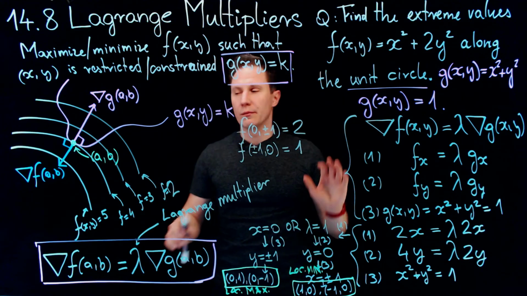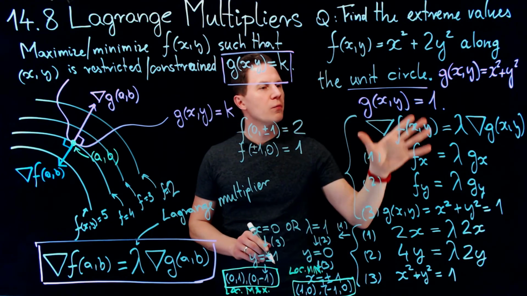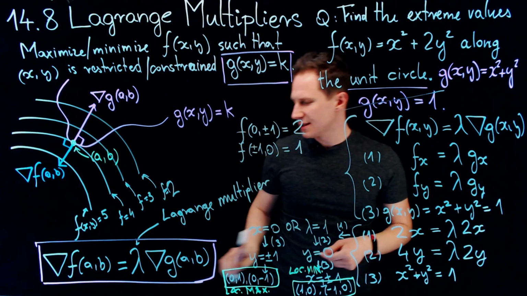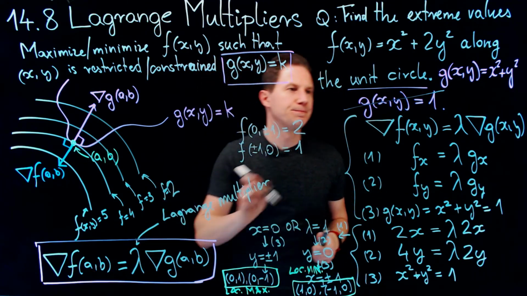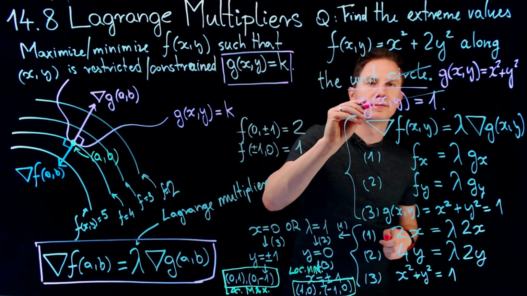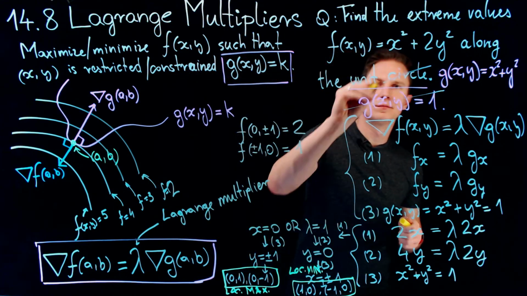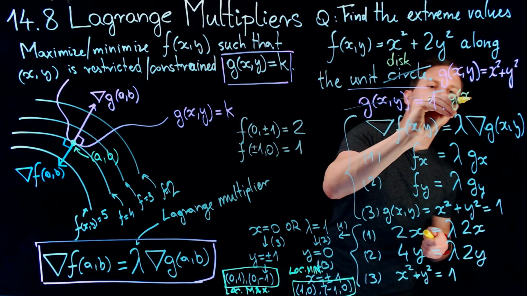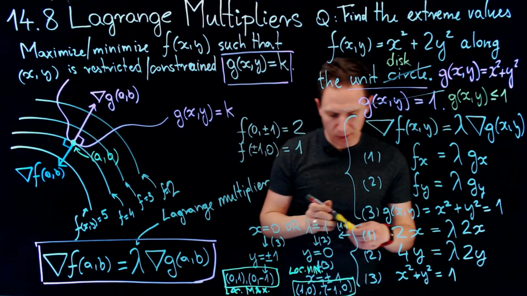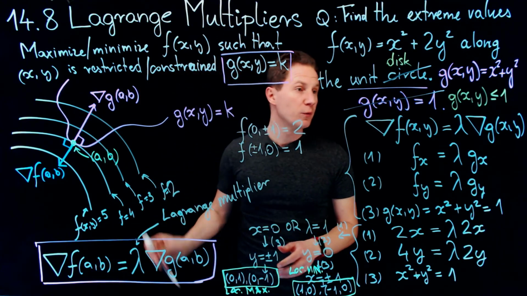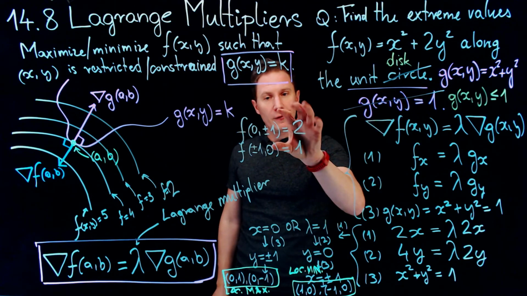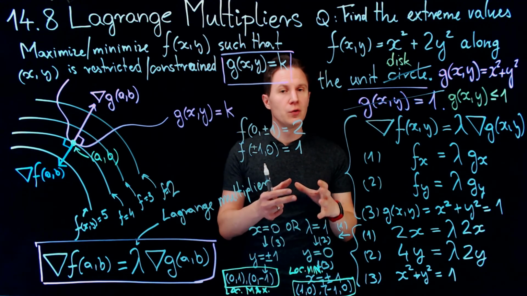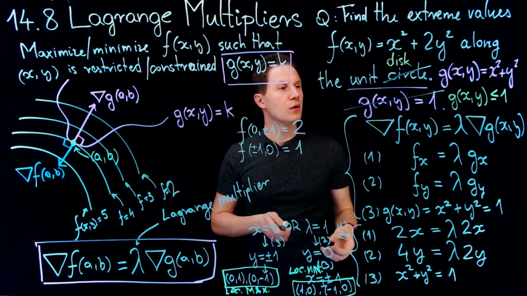Okay, so one more thing. Now if we would not look at the unit circle that we had before, but instead we would look at the unit disk, meaning that what we have now is g of x and y less than or equal to 1, so x squared plus y squared less than or equal to 1, what we find then is that we still have these 4 points giving us these function values, but there will be a 5th one, so we are allowed to go inside and be in the interior of the unit disk.